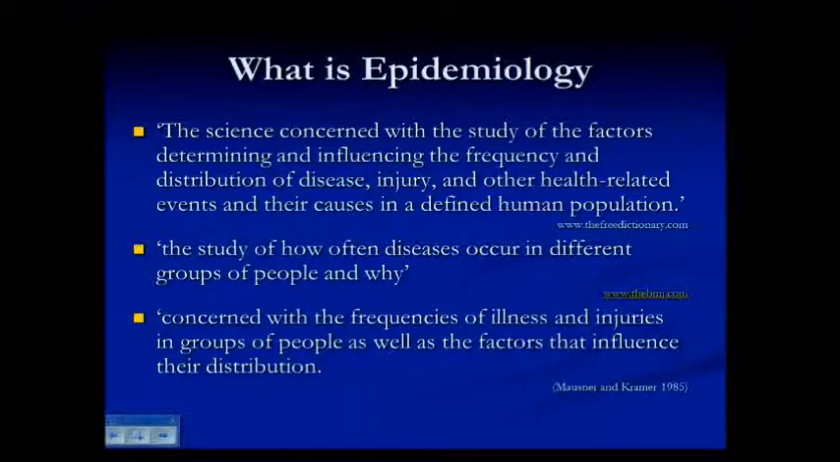Now, when I say population, I don't necessarily mean the population of a country or a city. It's just a group of people. So it could be a group of secondary school students, or it could be the population of Dumfries. Population just means a group of individuals. But we're looking at disease and how it occurs and why it occurs as a whole, rather than these sort of small-scale studies that you see.